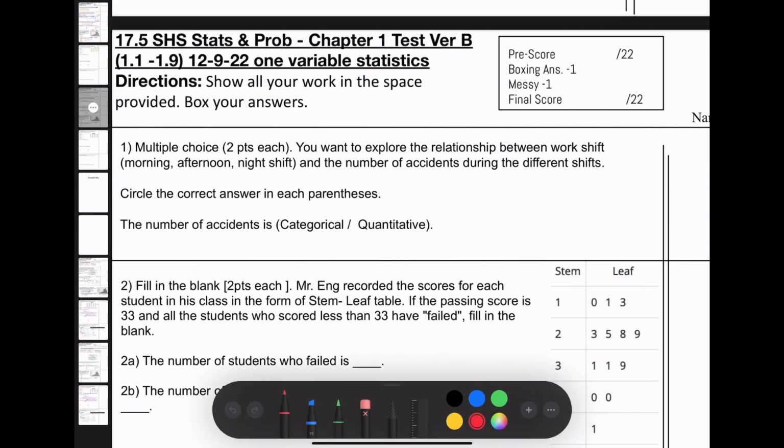Hey guys, let's go over the Stats and Probability Chapter 1 test. This is version B, taken December 9th, 2022.